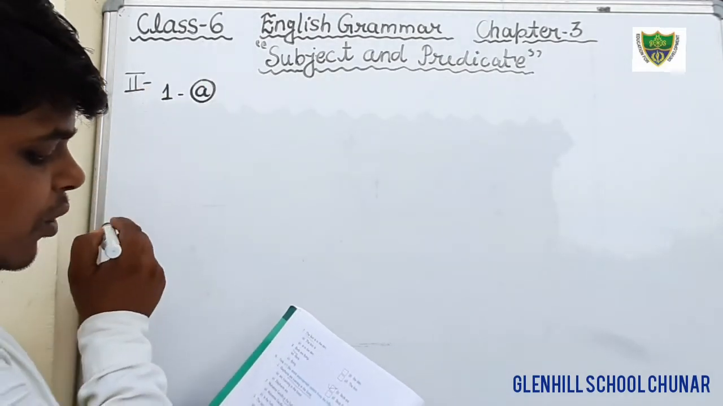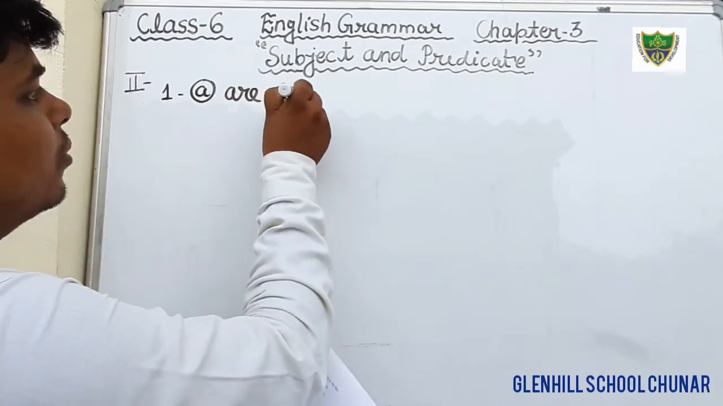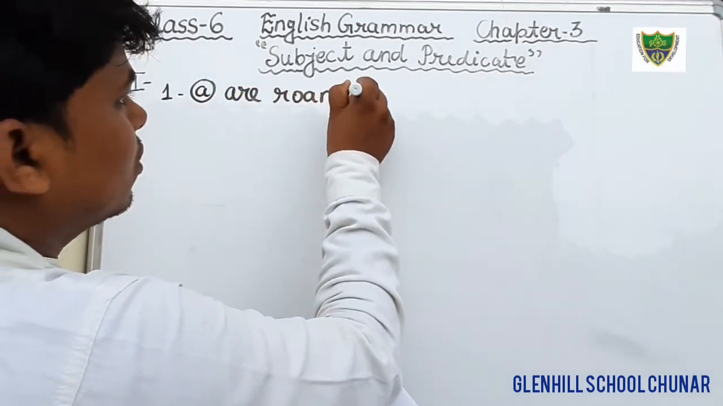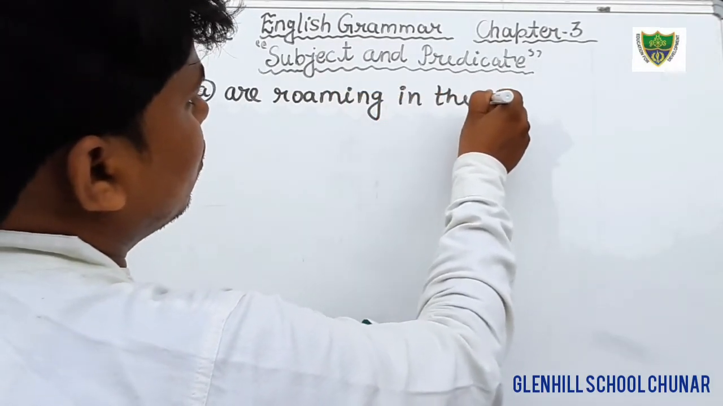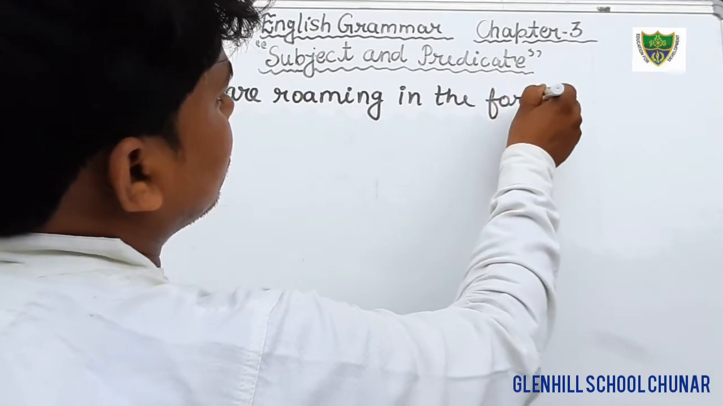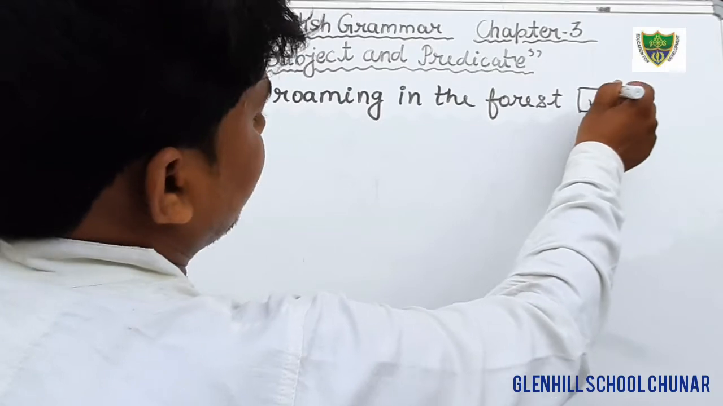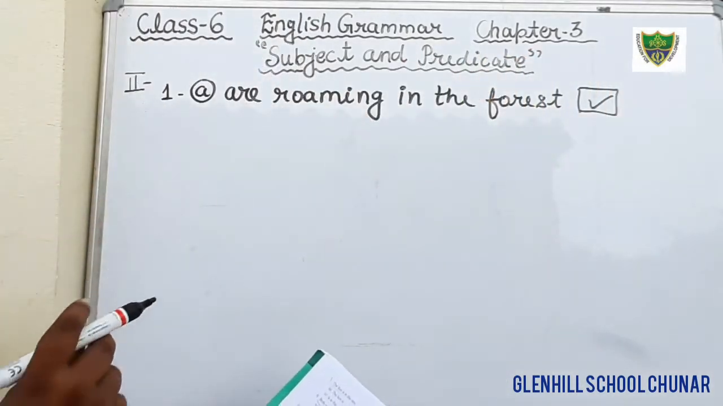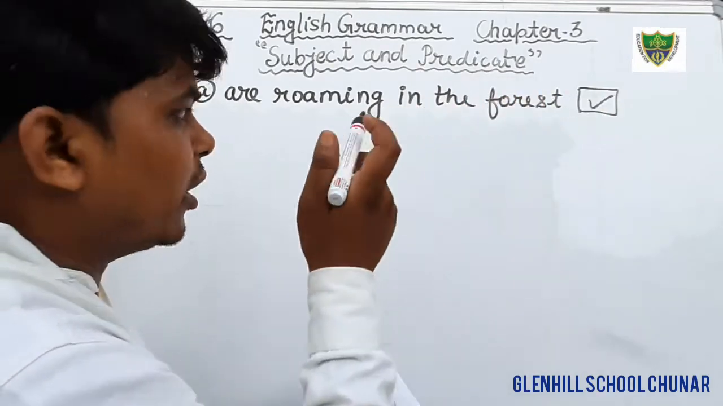So in question number 1, what is option number 1? Are roaming in the forest. That is the correct option. Okay, we will tick here. Question number 1, option number A, are roaming in the forest is the correct option.